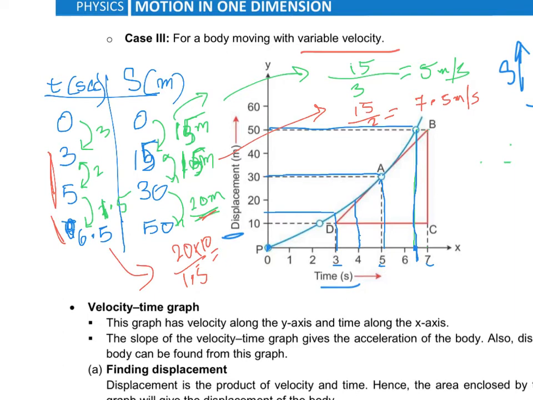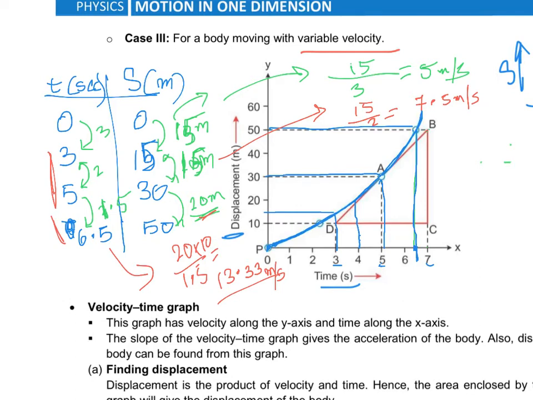You can do this calculation, 200 by 15, and you can find out this is 13.3 meter per second. So we can see in this curve that as time goes, my velocity is changing and it is increasing. This graph is becoming steeper. Steeper means the velocity is increasing.